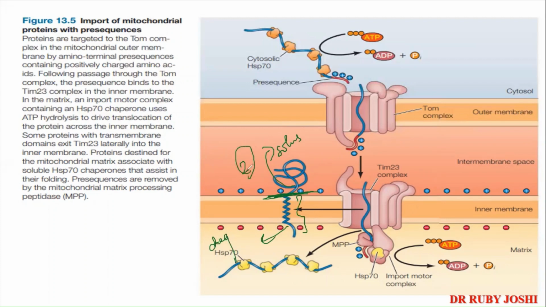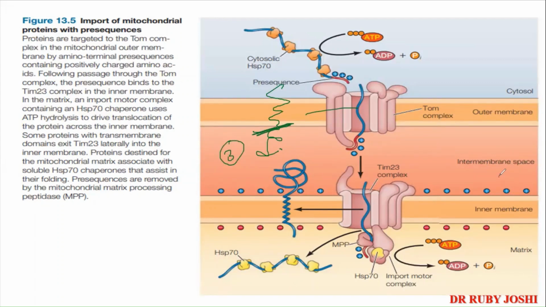This is the second method. Third method: here you will have your signal sequence, sorry, integral membrane protein will come, and here you will have something. This will get chopped off here. So this is how the soluble protein will come in the intermembrane space the third time. This will go for the degradation. So there are three ways by which the soluble protein can be imported into the intermembrane space. Okay.